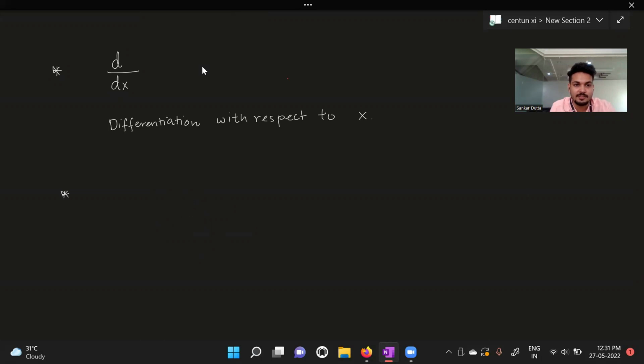Let's do the first one: d by dx of x raised to power n. The formula for this is n times x raised to power n minus 1. What you might be wondering, sir, what is this that you wrote? Let me show this to you with an example. If you are differentiating d by dx of x raised to power 5, 5 is just an example, this operation will give you 5 times x raised to power 4.